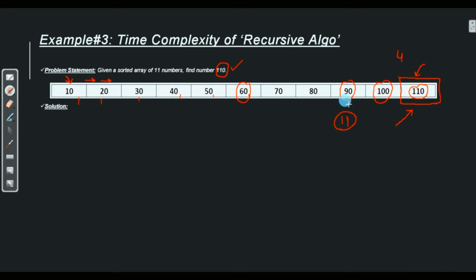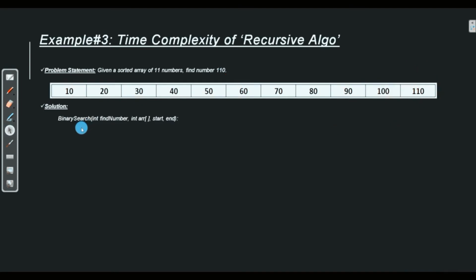Now let's see how the algorithm for this search looks like, and then we will try to find the time complexity of that algorithm. So the algorithm is simple. Name of the method is binary search. It takes as an input the number that we are trying to find, the array in which we are trying to find the number, the starting point of the array and the end of the array.